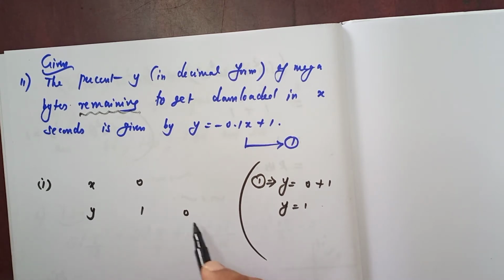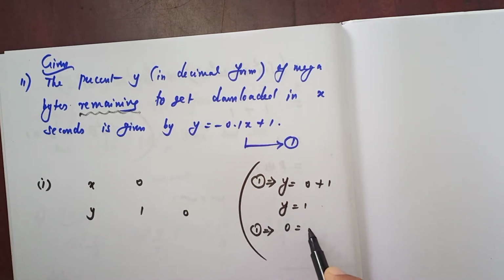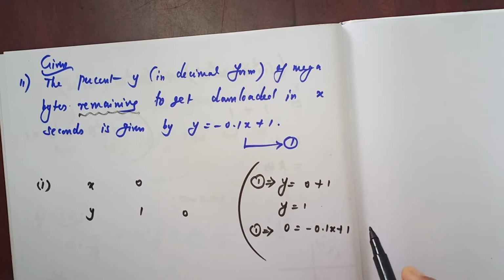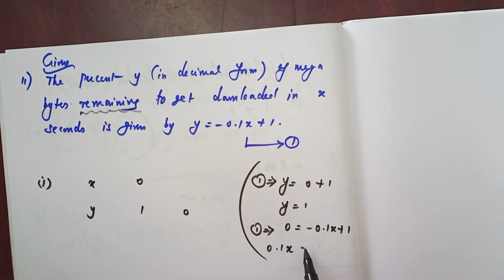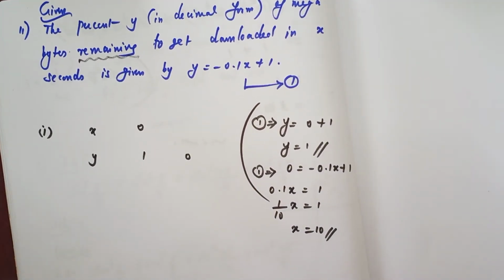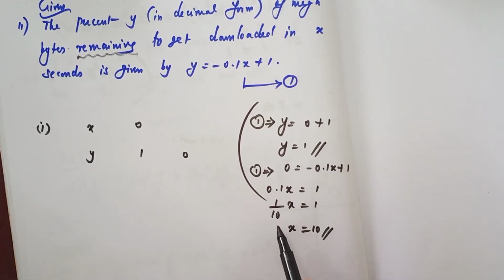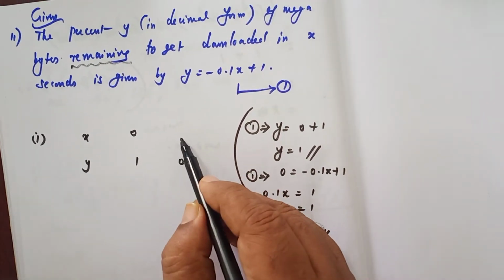Now substitute y equal to 0. Equation 1 implies, replace y by 0, 0 equals minus 0.1x plus 1. Minus 0.1x comes to the left hand side, plus 0.1x equals 1. Plus 0.1 you can write as 1 by 10. 1 by 10 and 0.1 are the same. Into x equals 1. Therefore 1 into x, 10 ones are 10. Here y equals 1, here x equals 10. So cross multiply, 10 ones are 10. So x equals 10 here.